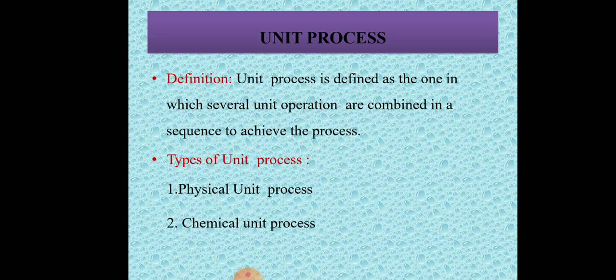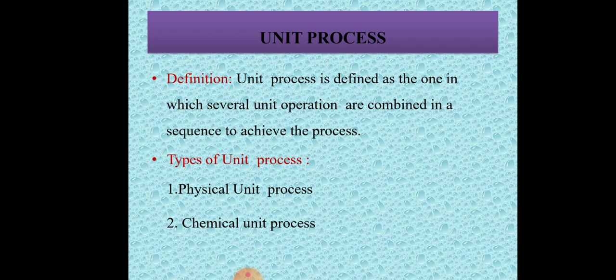Okay, now let's go to the next topic: unit processes used in pharmaceutical engineering. What is the meaning of unit process? A unit process is defined as one in which several unit operations are combined in a sequence to achieve a process. If we want to achieve a process, we need to perform several small steps. The combination of these sequential small steps is called a unit process. There are two types of unit process in the pharmaceutical industry: physical unit process and chemical unit process.